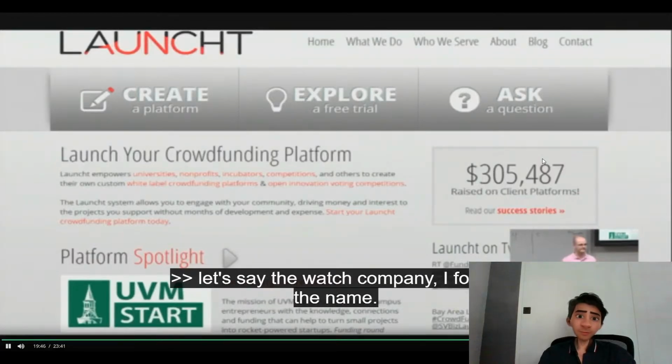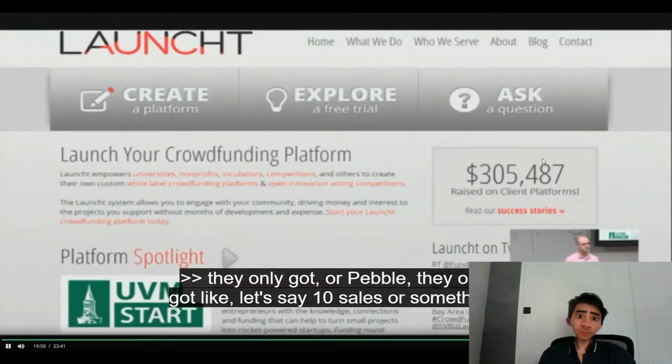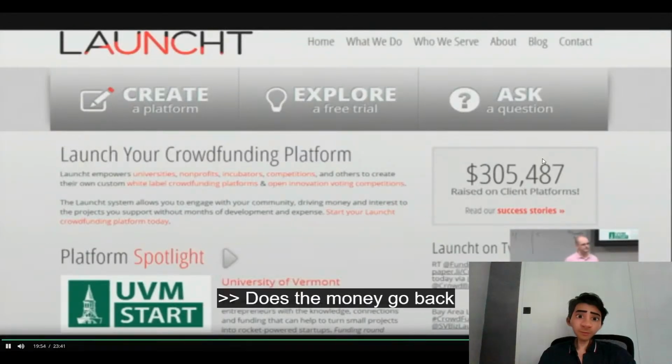Let's say the watch company, I forget the name. Yep. Pebble. They only got, let's say, 10 sales or something, and they had a goal. Does the money go back to the person who put it in?